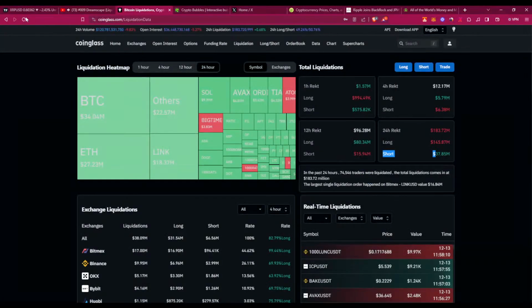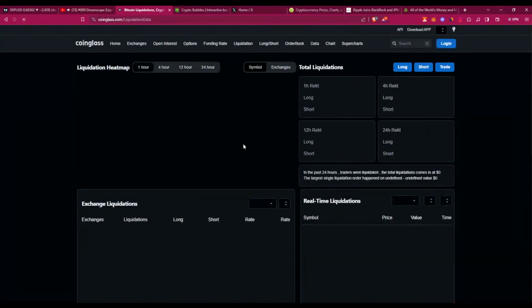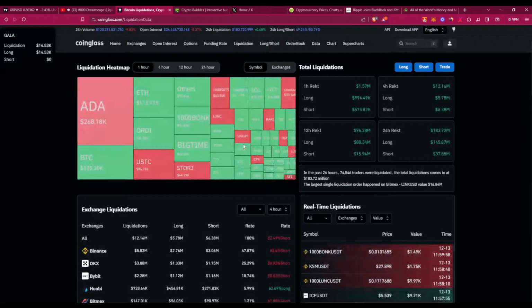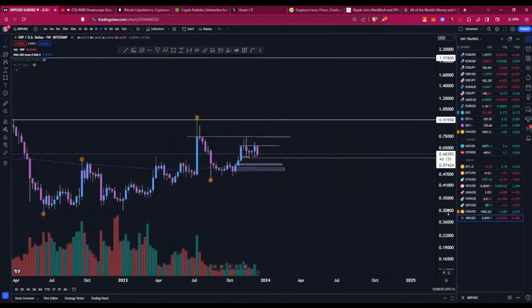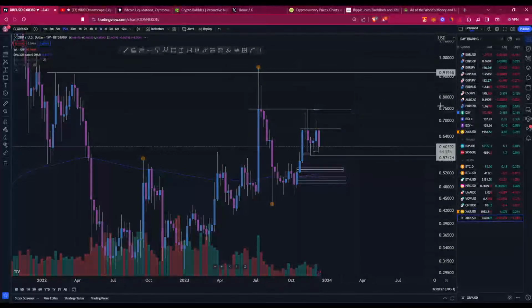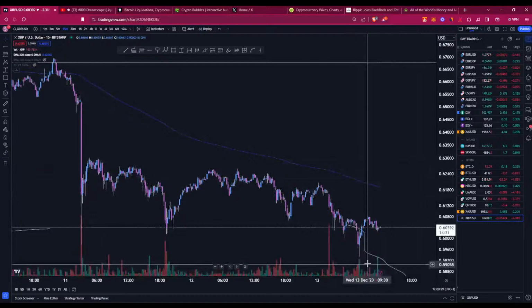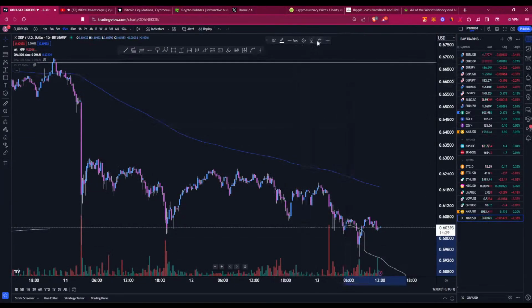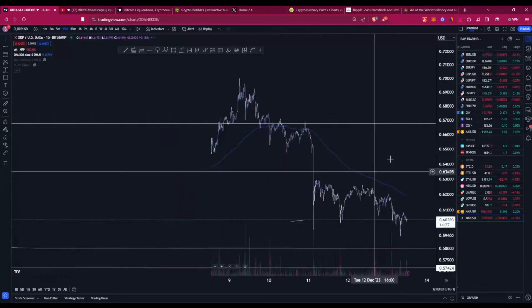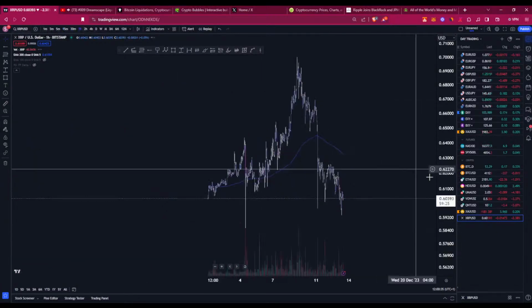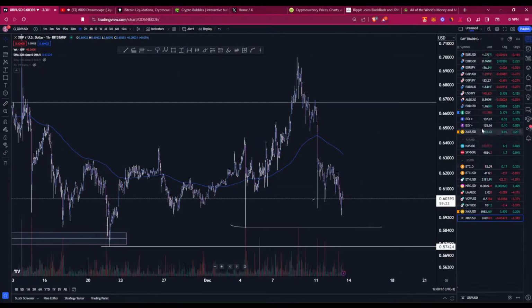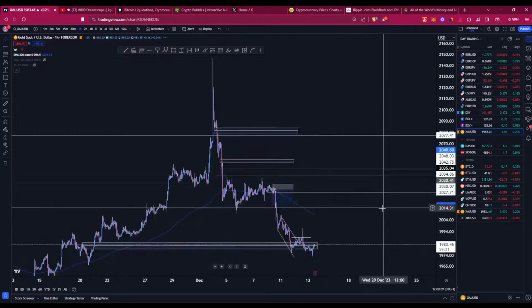So liquidations, any update? Not really a lot changed, so the markets are not doing a lot. So are there any other projects that you want me to look at?